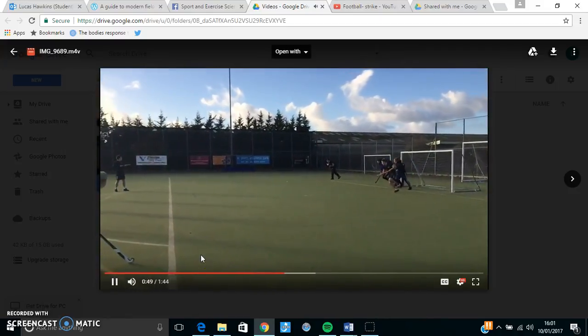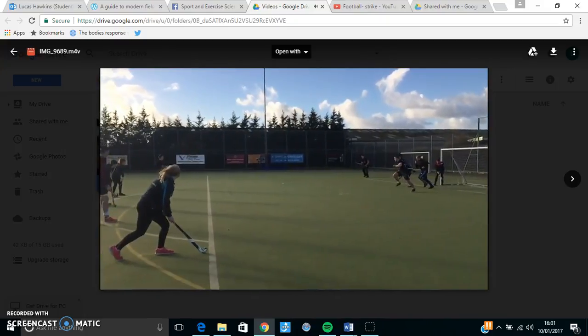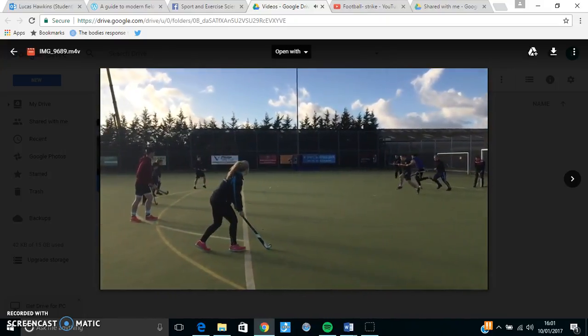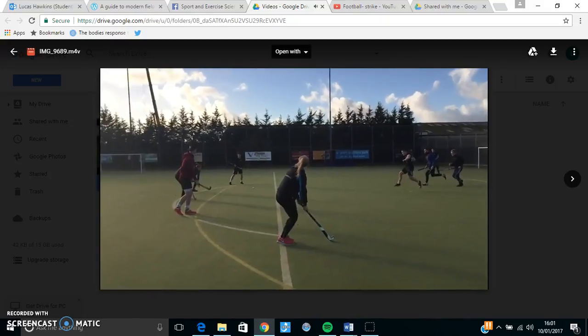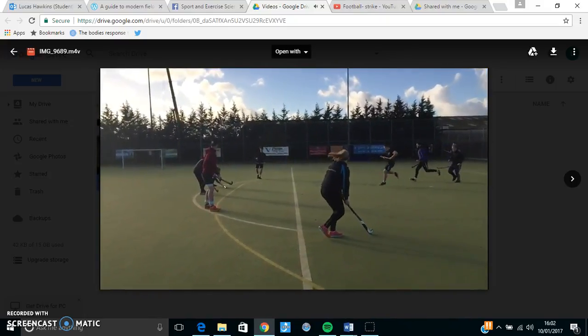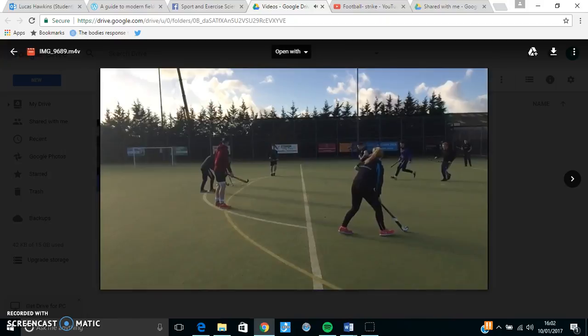So you can see the defenders run up, and then the ball is passed into someone, and the attacker will control the ball, and they will lay it off to another attacker.